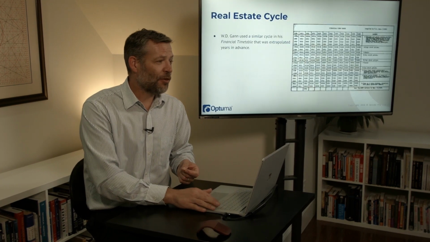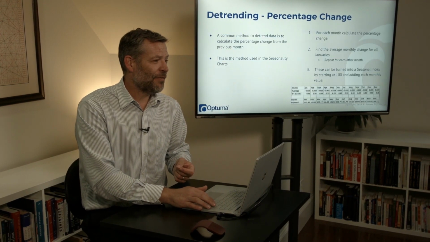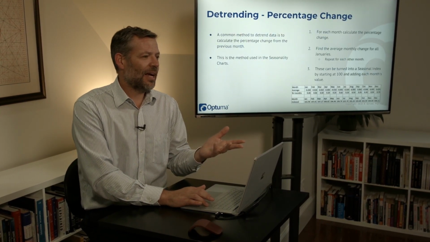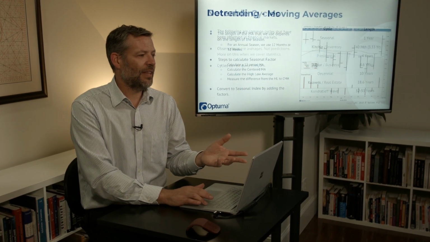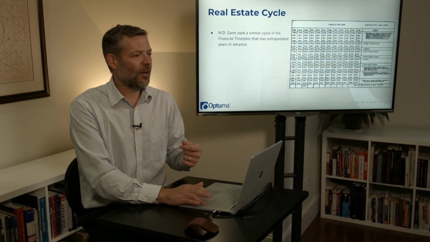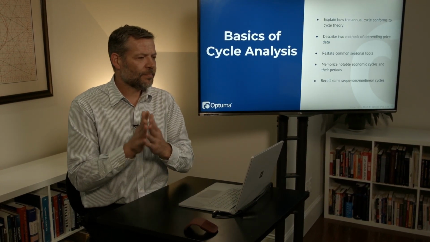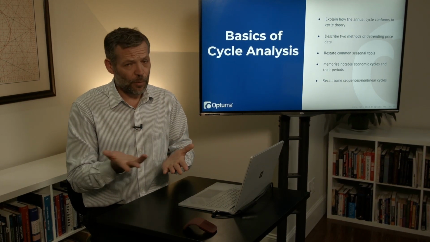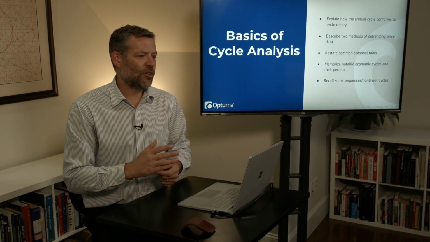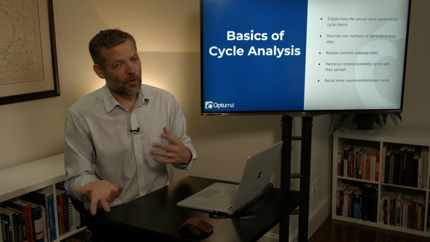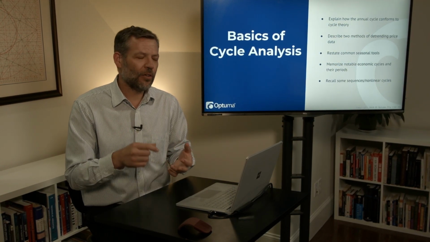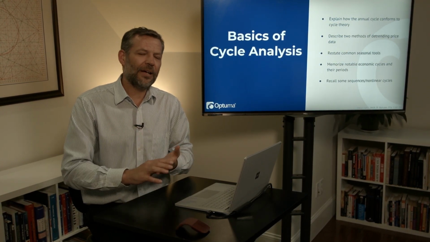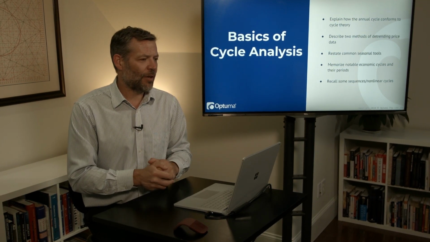Let's just go back because I'm having a bit of a brain fade there. So we've got the detrending data and the tools that we use for that, and those notable cycles as well. Memorize those notable cycles and then recall some sequences and nonlinear ones. That's the Fibonacci, the Lucas, the squares, and the Benner. Make sure that you remember those as well.